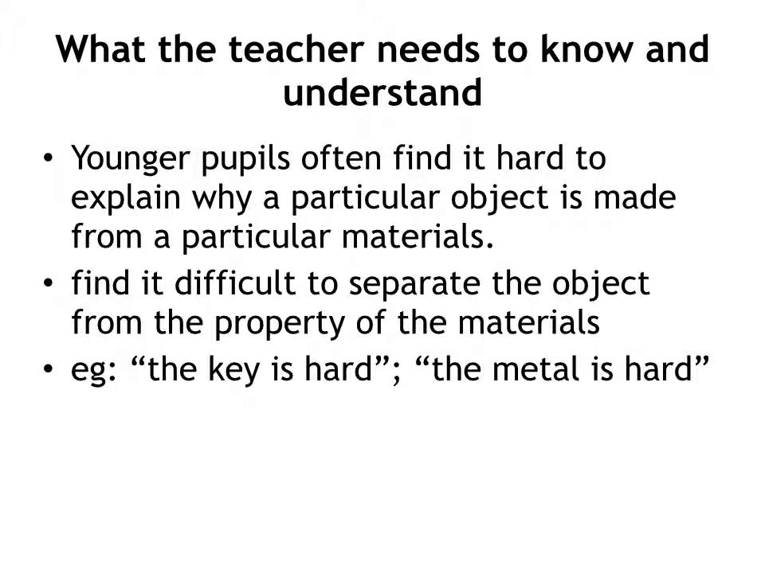Okay, moving on. Younger pupils always find it hard to explain why a particular object is made from a particular material. Indeed, they often find it difficult to separate the object from the property of the material. For example, they may say that the key is hard rather than the metal is hard.